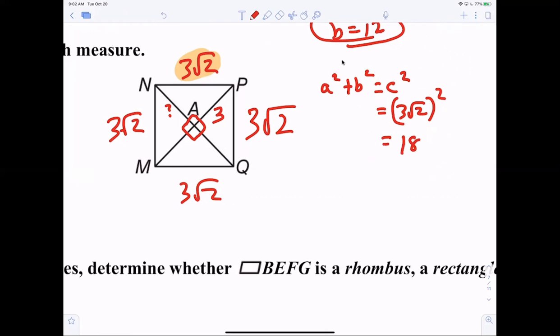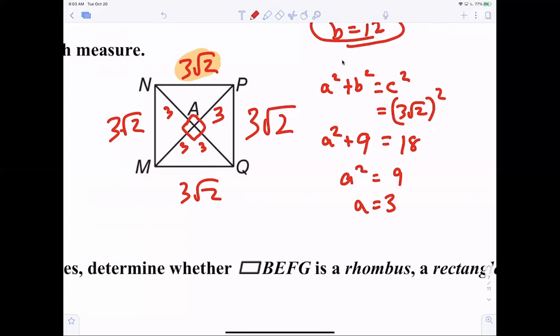Now again, I'm telling you, this is what you're going to need to know. 3 squared is 9, the square root of 2 squared is 2, so 9 times 2. All right, I'm happy. And then b squared is what? 9, right? Plus a squared. So then a squared equals what? 9. So a has to equal what? 3. Wow. So this right here is 3. That makes that 3. That makes that 3. Does everybody agree?